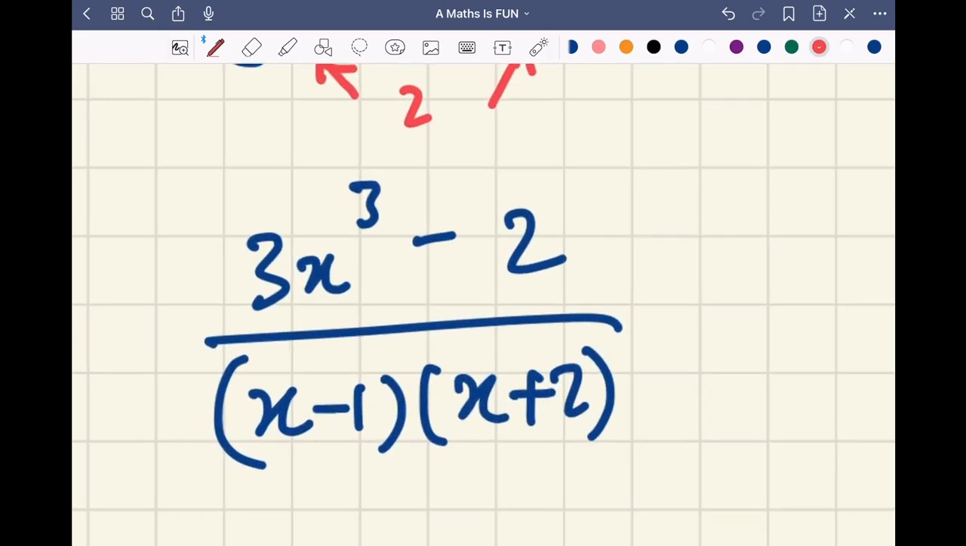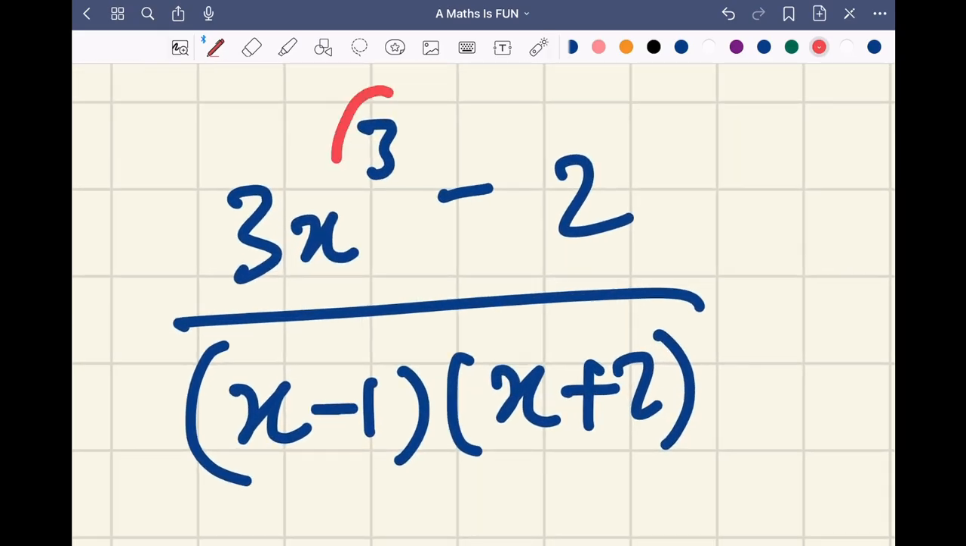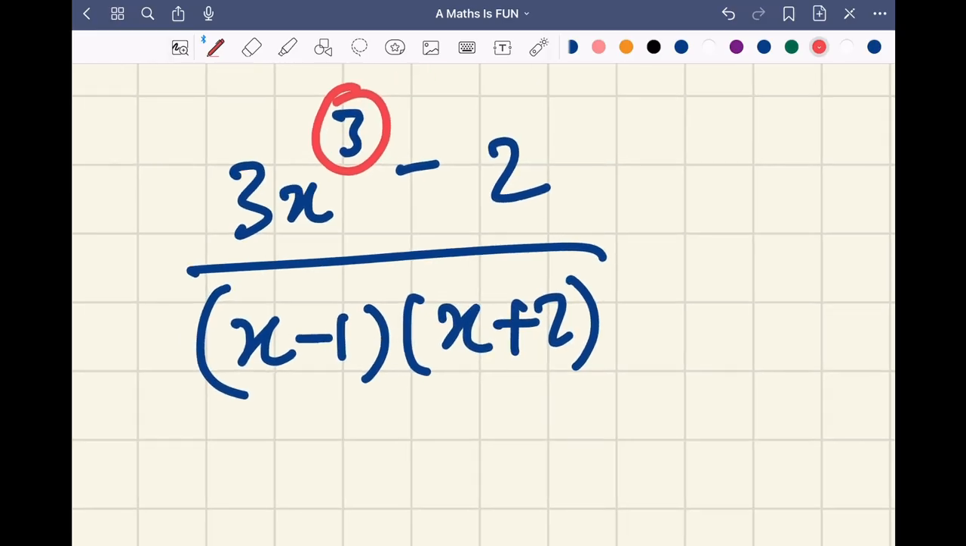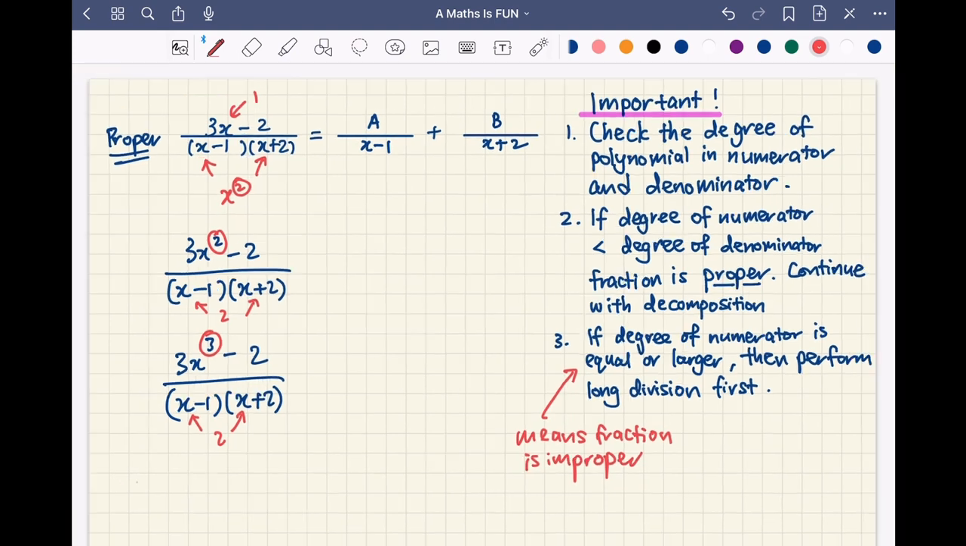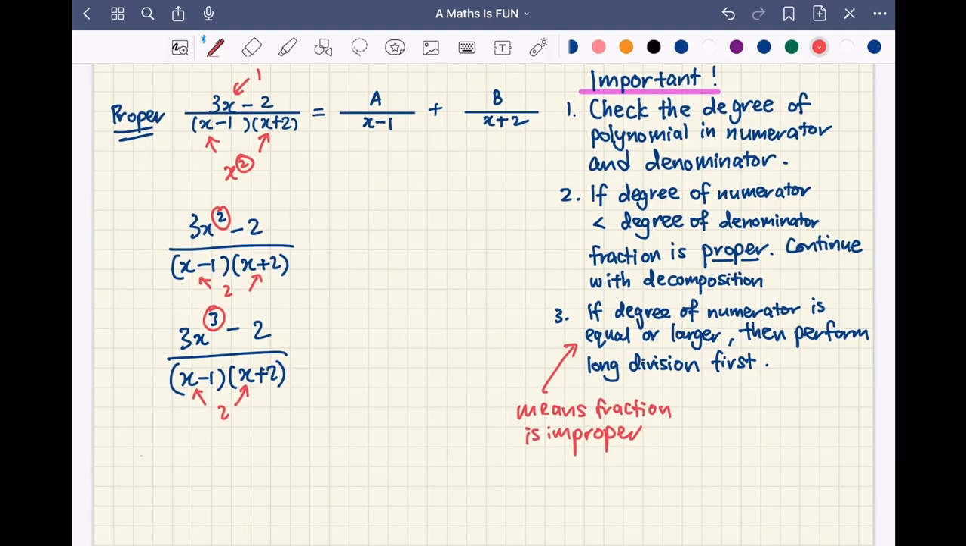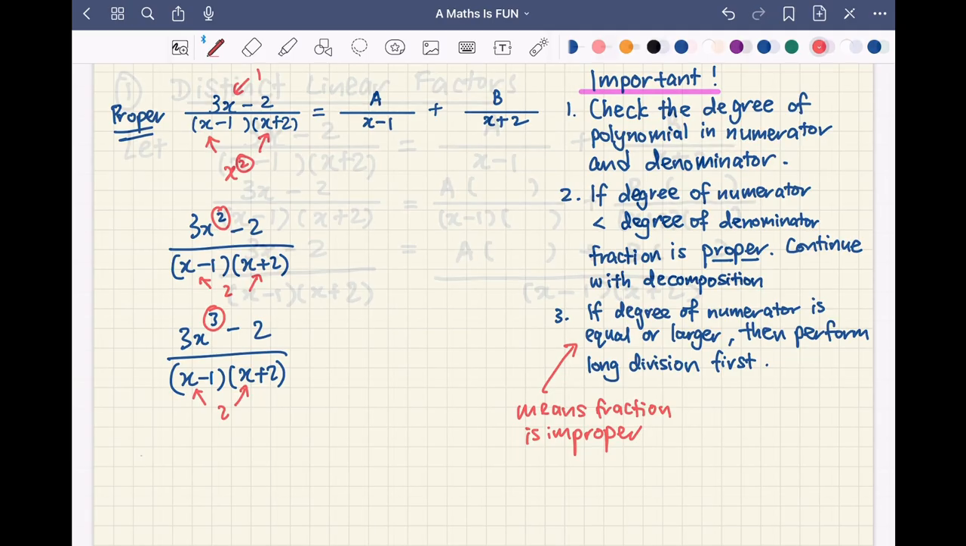All right, and likewise for this, the degree of numerator is 3, and in this case is obviously larger than the degree of denominator, which is 2. So therefore, we also cannot proceed with the partial fraction decomposition, and we need to perform long division first. And I will go through a little bit more in detail towards the end of this video.